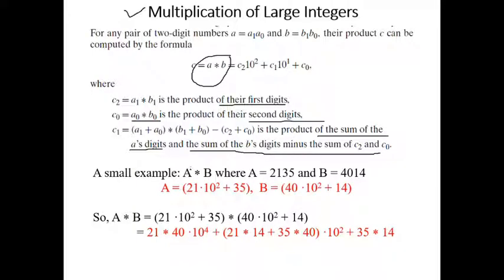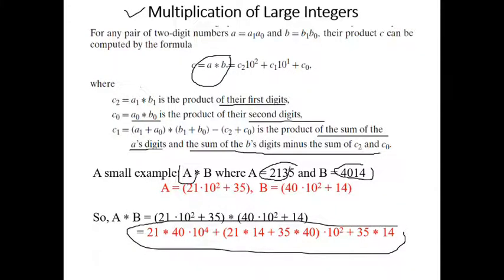Let's say we have these two integers a and b, where a equals 2135 and b is 4014, and we divide them into a1, a0 and b1, b0. So a is 21 times 10 squared plus 35, and b is 40 times 10 squared plus 14. In terms of a times b, the formula ends up with 21 times 40 times 10 to the power of 4, plus 21 times 14 plus 35 times 40 times 10 squared, plus 35 times 14, based on this formula.